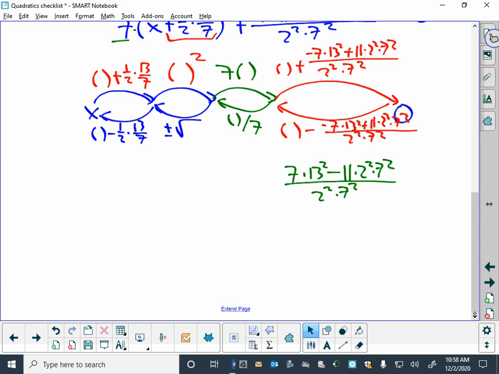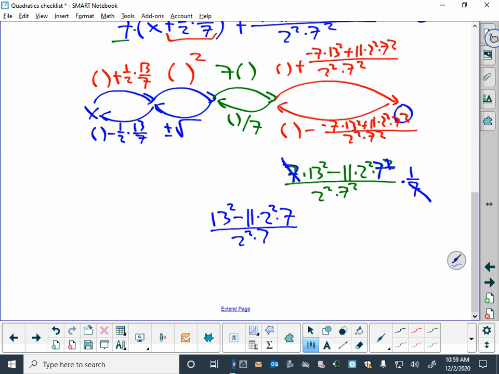Well, I've noticed that I've got a 7 here and I've got a 7 in this part, and if I'm dividing this whole thing by 7, which is the same thing as multiplying by 1/7, then this 7 can cancel that out and cancel one of those out. So that's just going to leave me with a 13 squared minus 11 times 2 squared times 7 over 2 squared times 7 squared. And that I am then going to, on my next step, do a plus or minus square root of that.